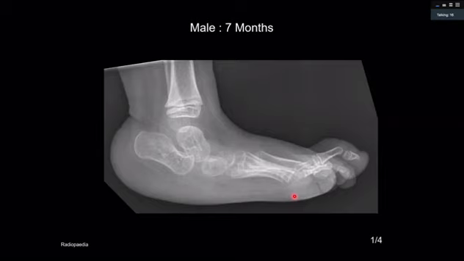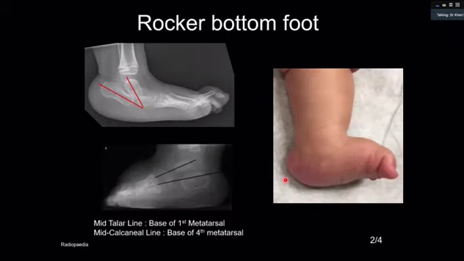It just appears... So like the talus looks very... The talus has an abnormal configuration. Yeah, excellent. So rocker bottom foot is basically a vertical talus, right? The whole configuration which you are talking about is a vertical talus.